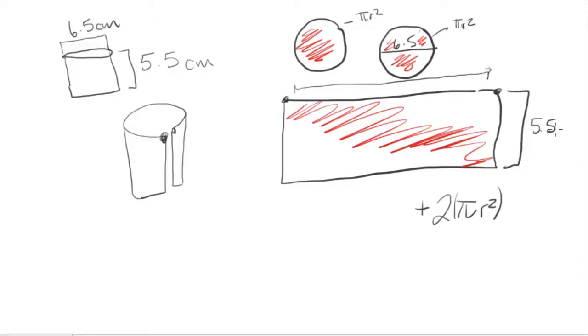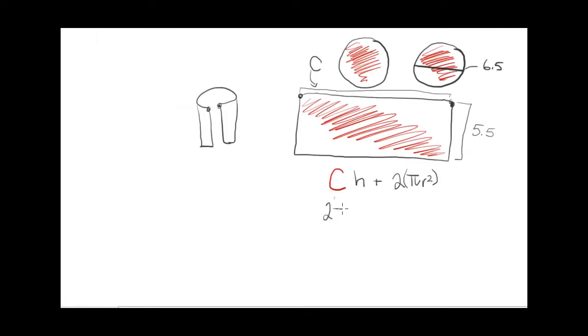Well, we have the height, which is the height of the can. How do we calculate this length here? Well, if we look, there's this length around here, is it not? Which is the same as what of the circle? The circumference. That circumference is 2 pi r, times the height, plus 2 times pi r squared for the area of each circle. Okay, so then we just plug in and play and solve our problem.